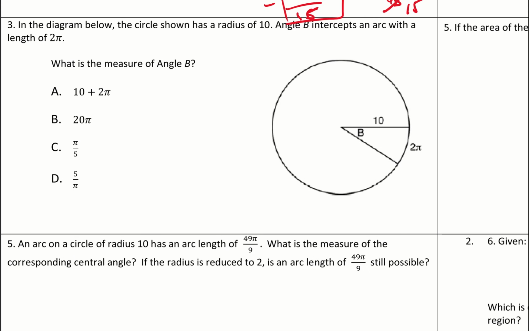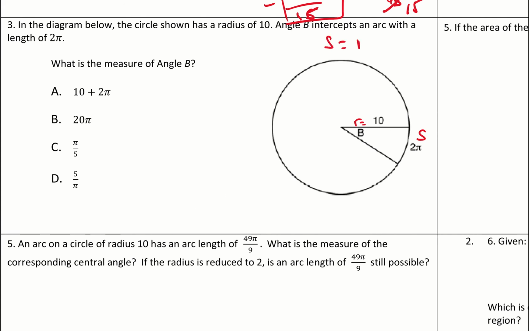For number 3, in the diagram below, the circle shown has a radius of 10. Angle B intercepts an arc with a length of 2 pi. So we got our arc length here. And they want to figure out the measure of B. So S is equal to 2 pi. The radius is 10. So remember that S is equal to R theta.